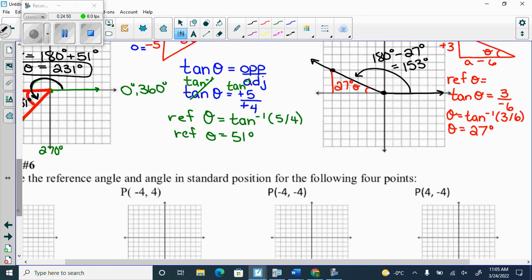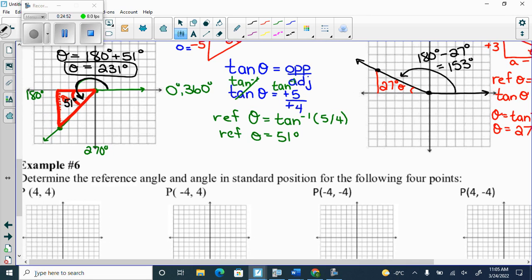Okay, let's look down here. These ones are 4, 4, -4, 4, -4, -4, 4, -4. The different negatives are going to put them in different quadrants, but are they going to have different reference angles? No, because it's going to be 4 divided by 4. It's negative 4 divided by 4. I'm still doing 4 divided by 4, right? So actually, they're all going to get the exact same reference angle. The negative signs just place you in different quadrants.